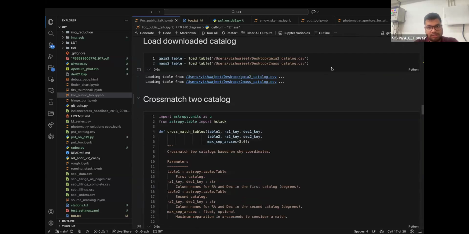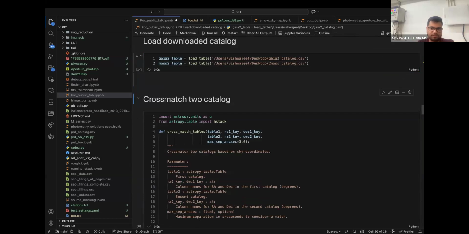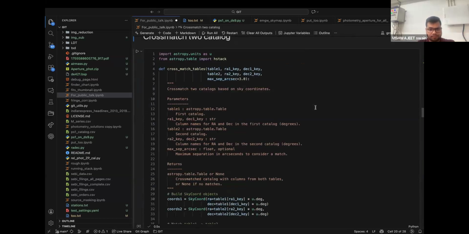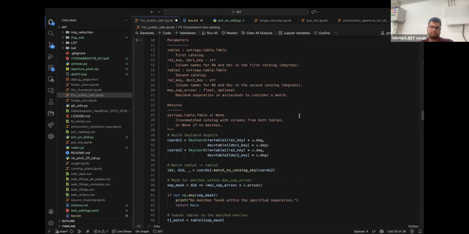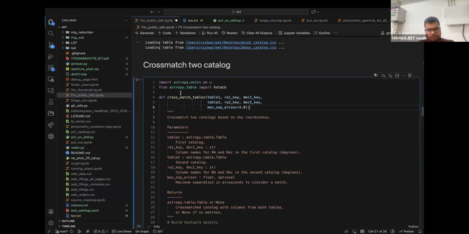Okay, so let's load the table. Here, instead of querying again, we just load the table, and now we have two tables. Now we want to cross match them. For the cross matching, we need to put in these inputs. For example, for table one, what are the column names of the RA and Dec? So this is the RA one key and this is the Dec one key corresponding to table one. Similarly for table two, and then you have to define what separation you want to use here.